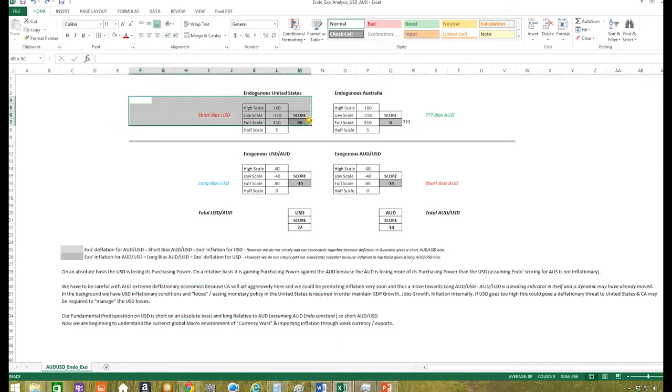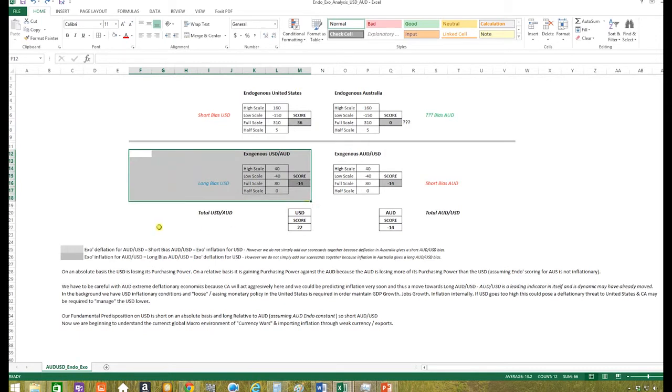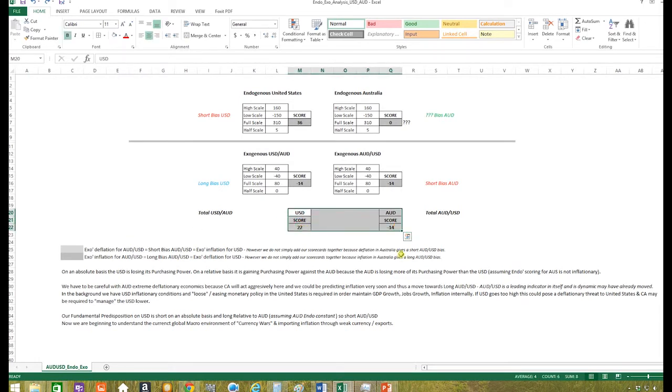We have inflationary conditions in the United States, where the US dollar on an absolute basis is losing purchasing power due to central authority monetary policy. And in the exogenous analysis, we have a long bias for the US dollar against the Australian dollar, because at the moment the Australian dollar is losing more purchasing power than the United States, as we can see from our academic scoring here.